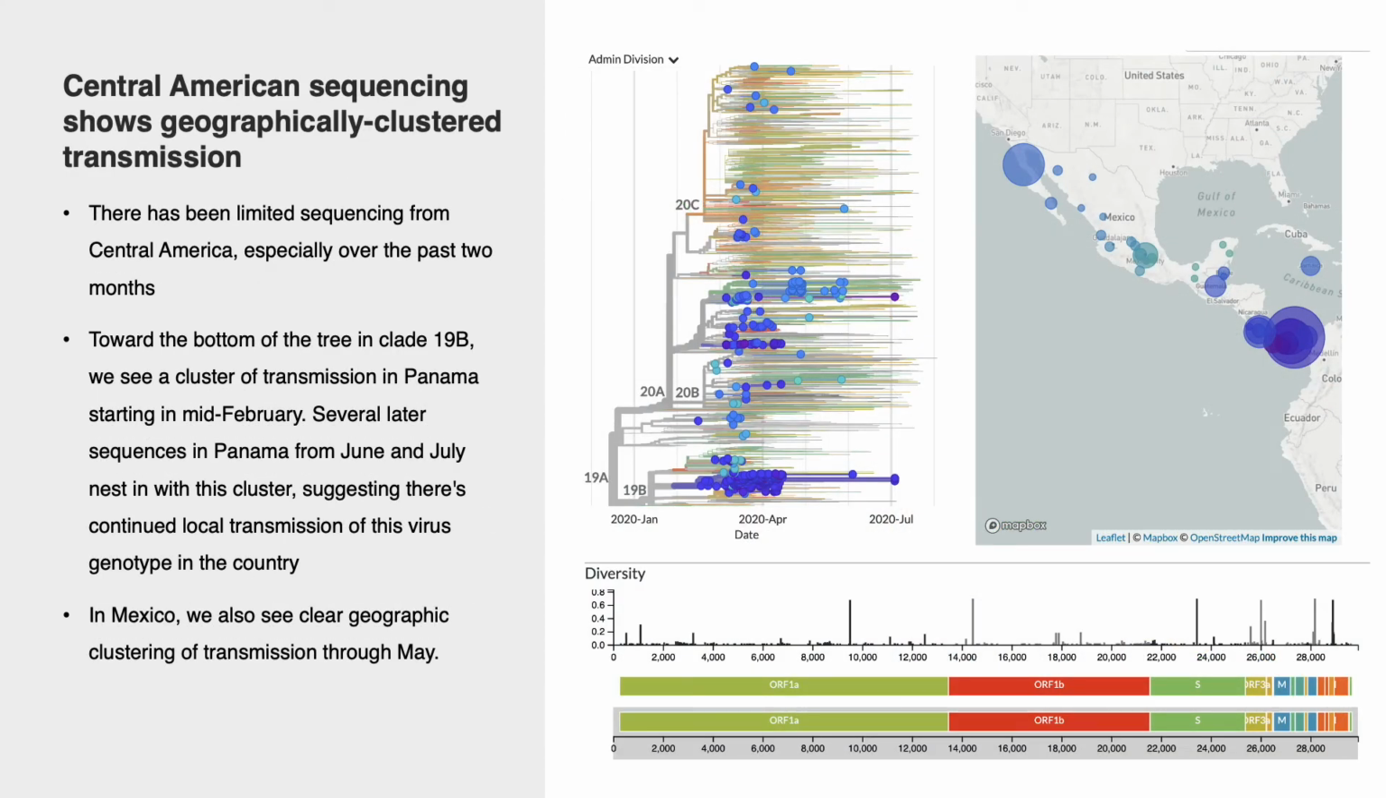There has been limited sequencing from Central America, especially over the past 2 months, which restricts the inferences we can draw about the epidemic. From the genomes that have been shared, we see geographic clustering of SARS-CoV-2 genomes. Toward the bottom of the tree in clade 19b, we see a cluster of transmission in Panama starting in mid-February. Several later sequences in Panama from June and July nest in with this cluster, suggesting there is continued local transmission of this virus genotype in the country. In Mexico, we also see clear geographic clustering of transmission through May. Without more recent sequencing, we cannot make inferences about the epidemic in later months.